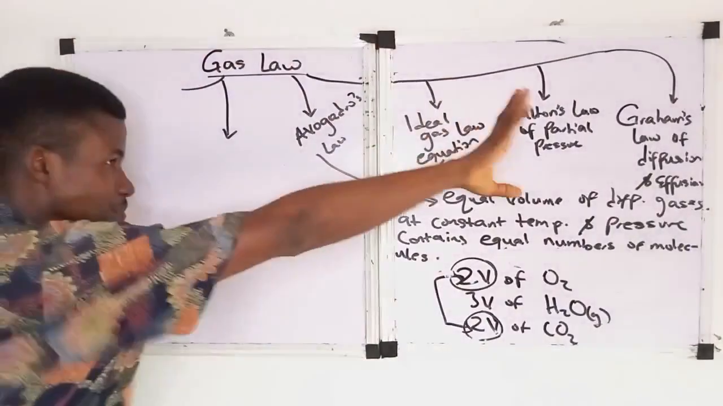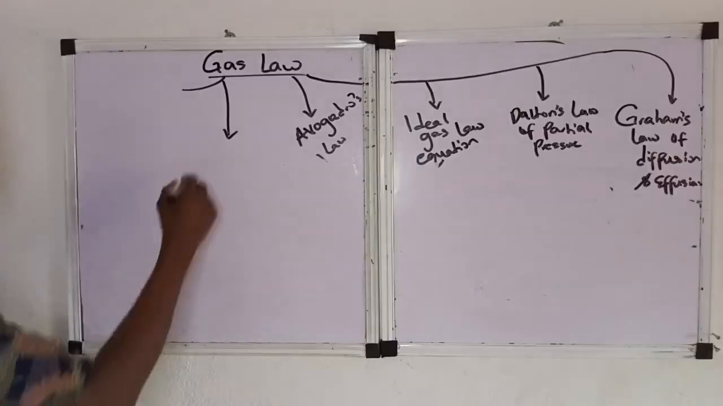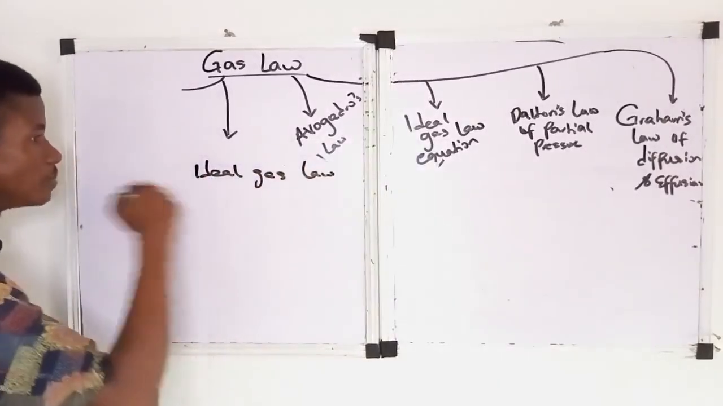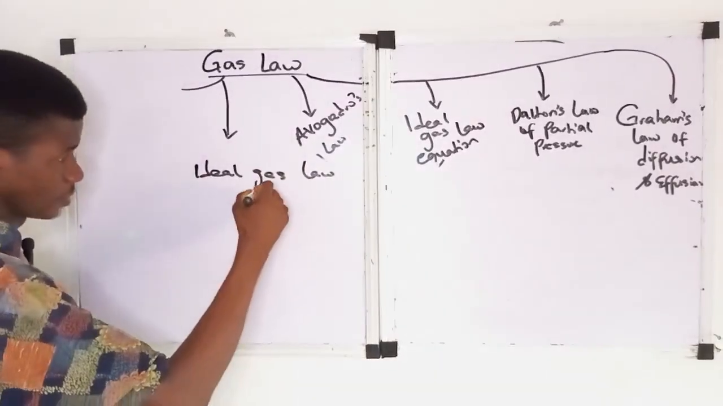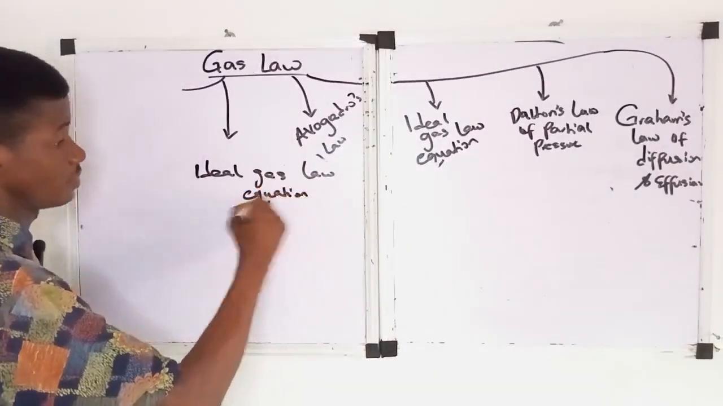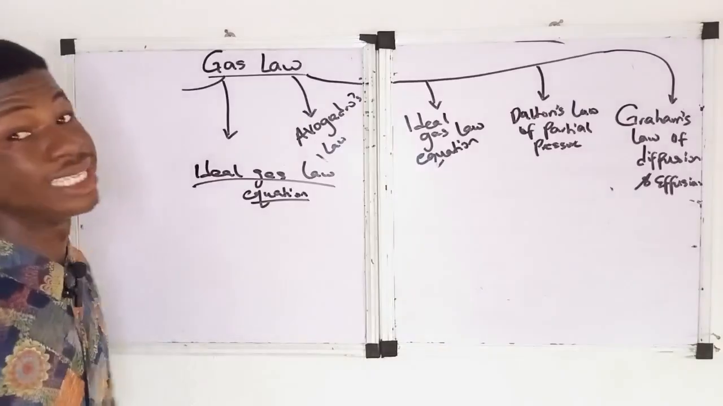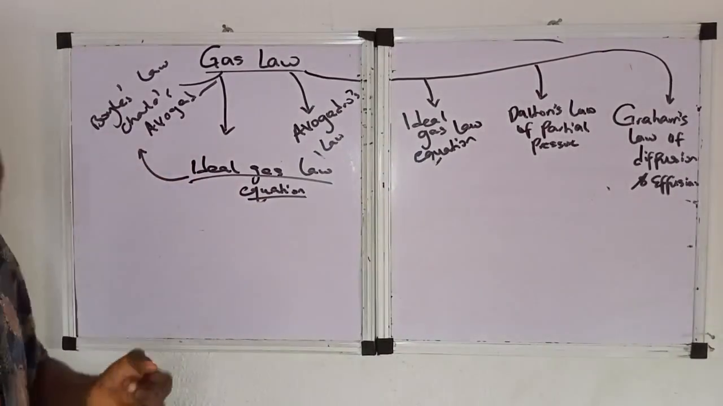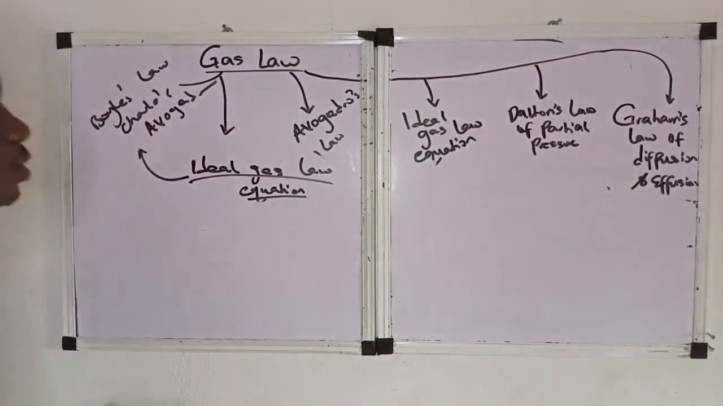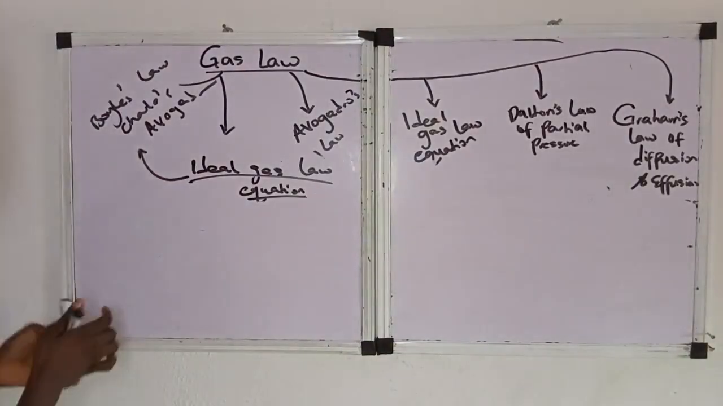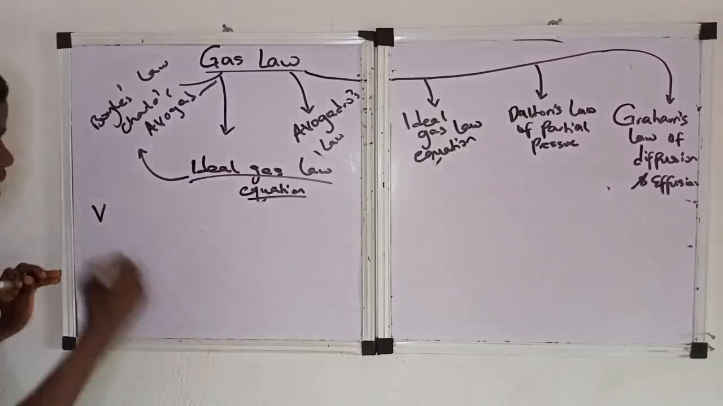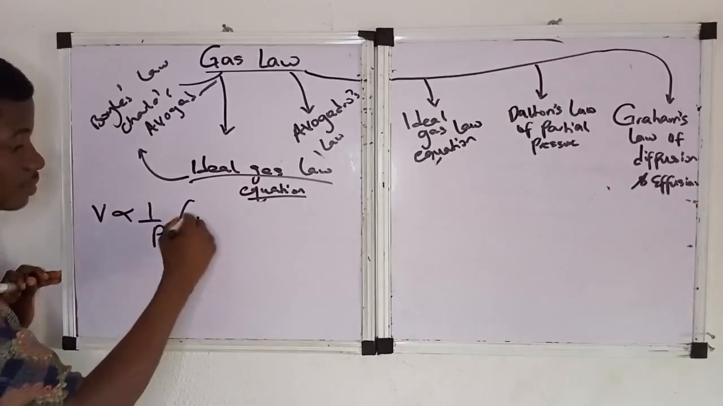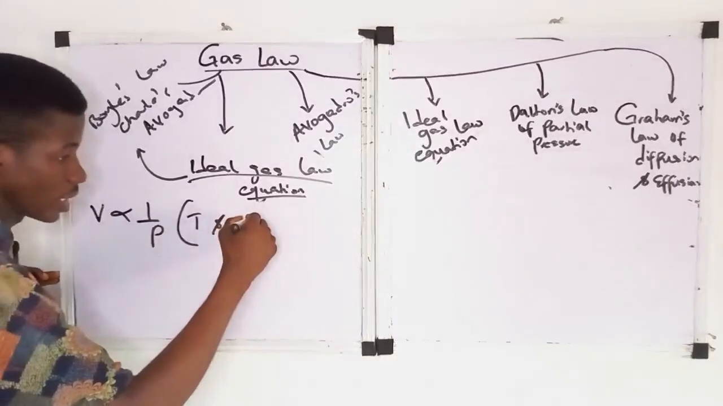Now let's move deeper to this interesting part. Ideal gas law equation. Now, the ideal gas law equation is very important. It is derived from Boyle's law, Charles's law, and Avogadro's law. Now, what is Boyle's law? Boyle's law states that the volume of a given mass of gas is inversely proportional to its pressure, provided that temperature and number of moles are constant, right?